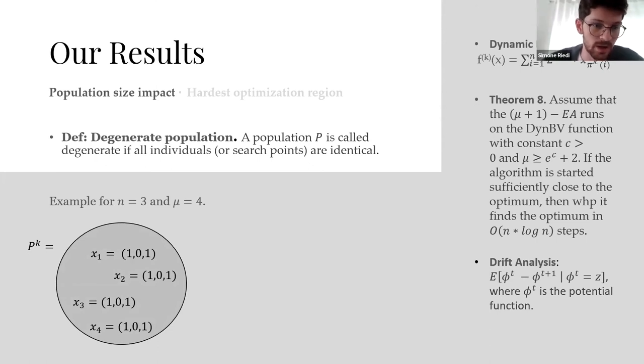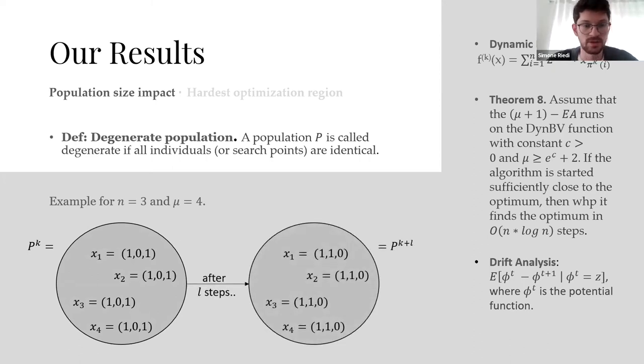We can assume, and I will be more precise in the next slide, that after some time steps, say L, we reach another degenerate population, say one where the individuals are equal to the bit string 110. So what we are studying is the drift between degenerate populations, in particular, the amount of zeros between an individual in the degenerate population P_K compared to the next, which in this case would be P_{K+L}.